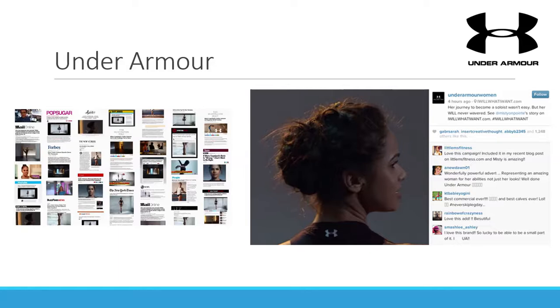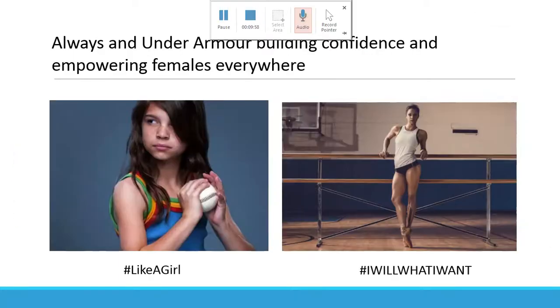Targeting females in this campaign proved to be a winning strategy for Under Armour. Do you think Always and Under Armour were successful in creating campaigns to help young girls determine their own self-worth by giving them the confidence to go after their dreams?